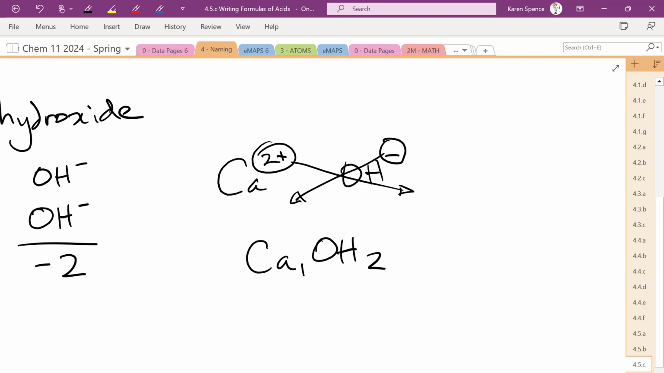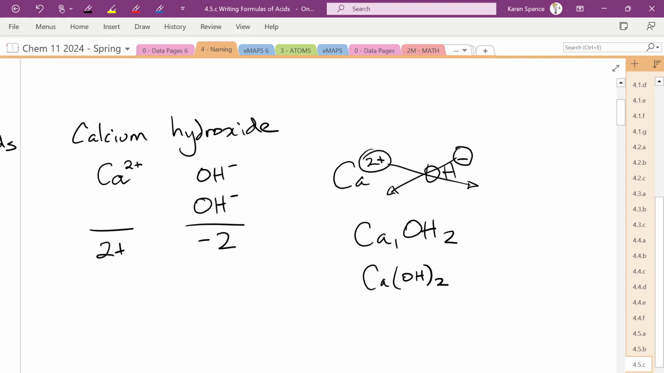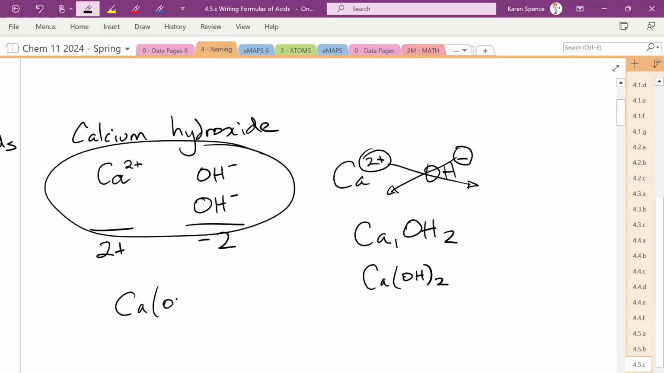What's one thing that's wrong? No one. And I forgot the brackets. So yeah, you would have to have Ca(OH)2. Now you could get that same result by having this one here because you have 1 Ca and 2 OHs. Okay?